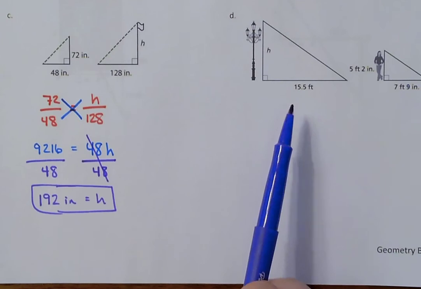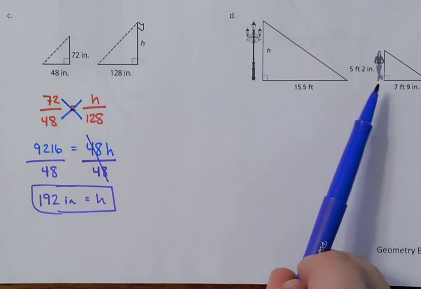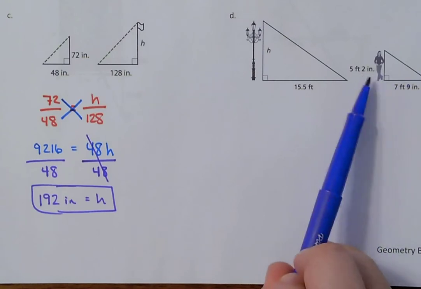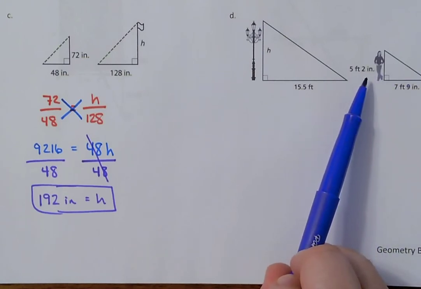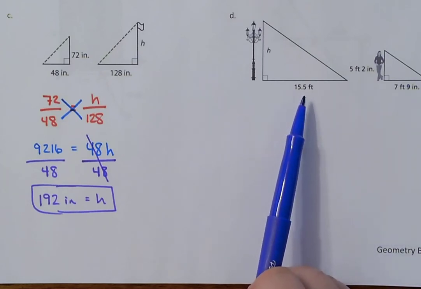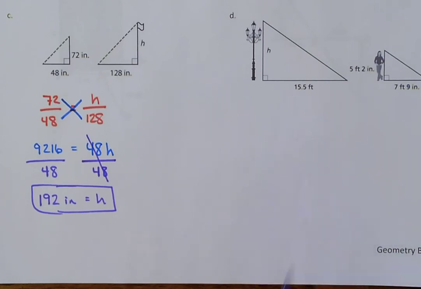Now, this one has 15.5 feet. Over here we have feet and inches. So what we need to do here is convert the 5 feet 2 inches and the 7 feet 9 inches into a decimal to match this. That way we can go through and cross multiply.